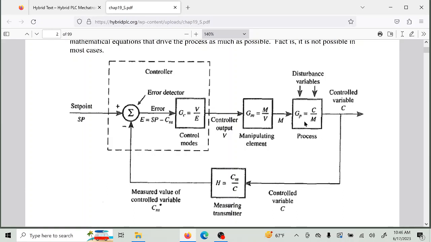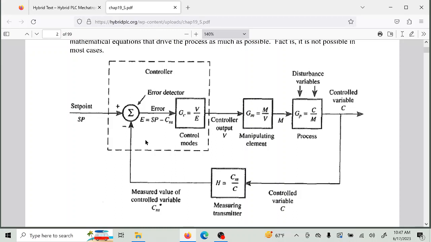And this is the process that you're going to be controlling. Out from that process, you would take a variable and bring it back into your controller, and you would convert it from a raw signal to a signal that can be used by the controller. Sometimes this is a flow, and you would probably use a differential pressure switch, and then run it through a conversion process here, which would be the square root of the differential pressure, and you would bring that back as an analog value into the controller.